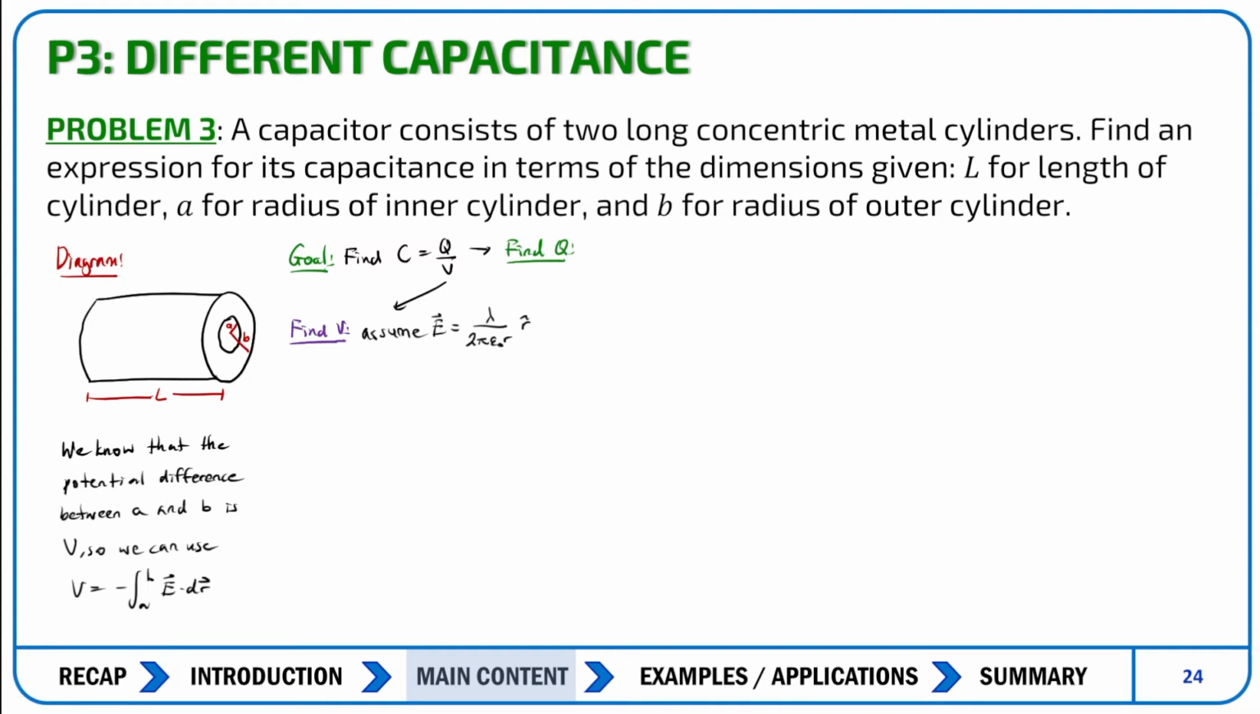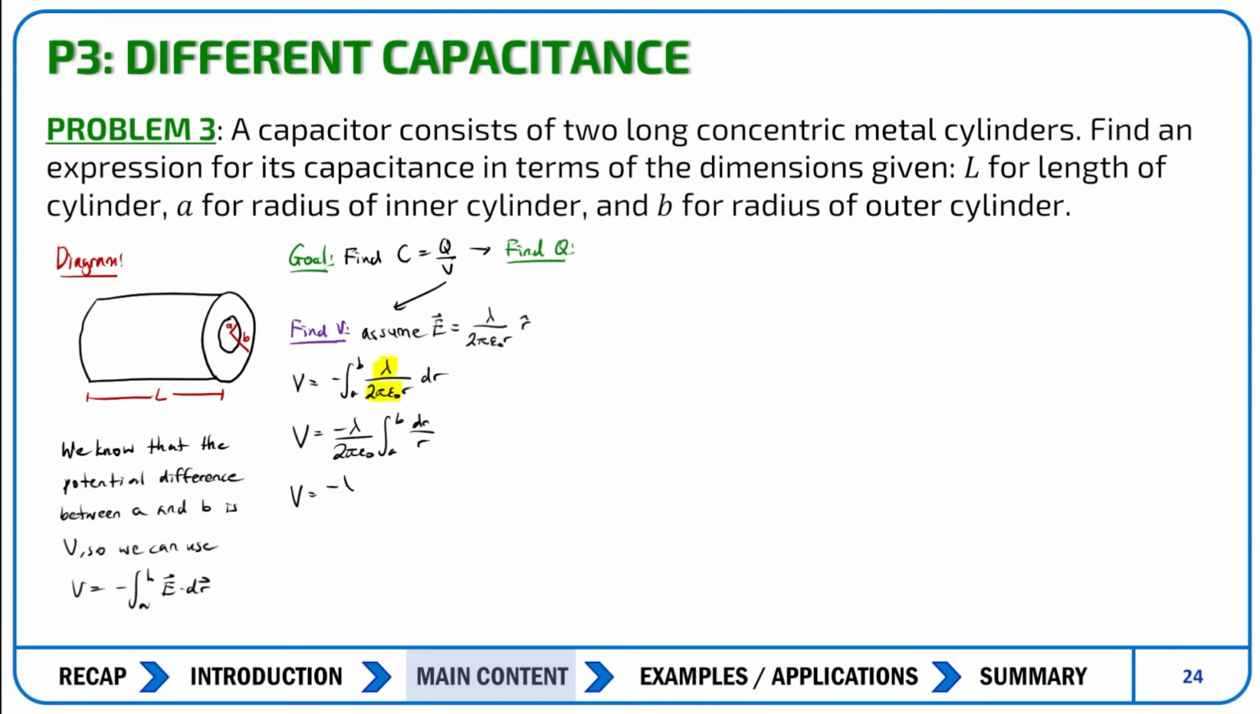So that means we have V being equal to negative integral from A to B of lambda over 2 pi epsilon naught r dr. We can factor out the constants over here, and we end up with V equals negative lambda over 2 pi epsilon naught, times the integral from A to B of dr over r, which is just ln of r.